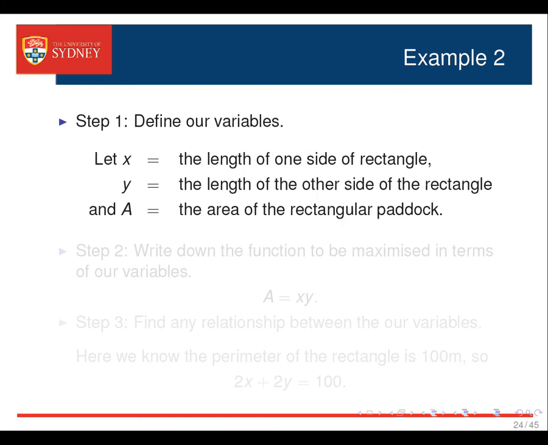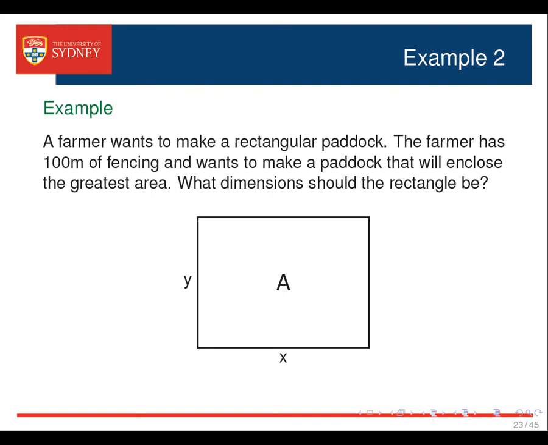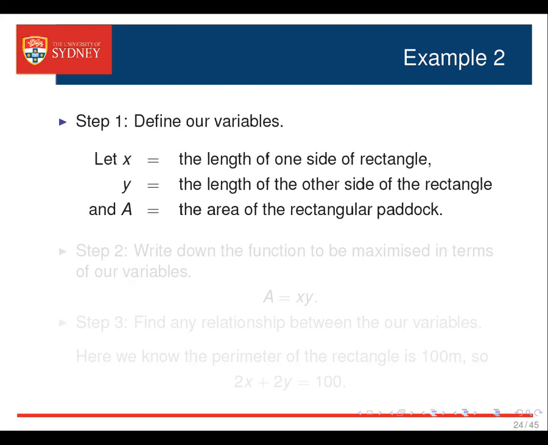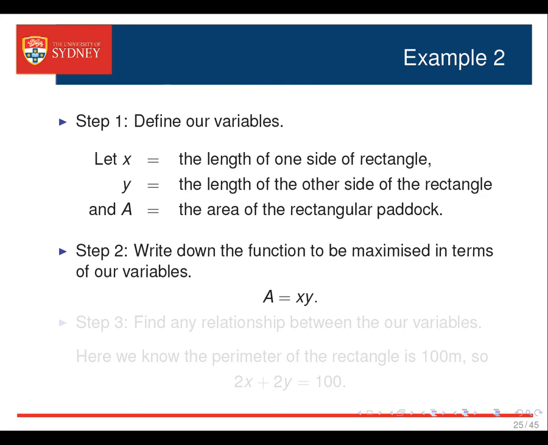As a first step to solving this problem, define the variables needed. Let x be the length of one side of the rectangle and y be the length of the other side. Let a represent the area of the rectangular paddock. You can label these variables in your diagram as we did in this previous slide. Then write down the function a in terms of x and y. Remember that our objective in this problem is to maximize a.